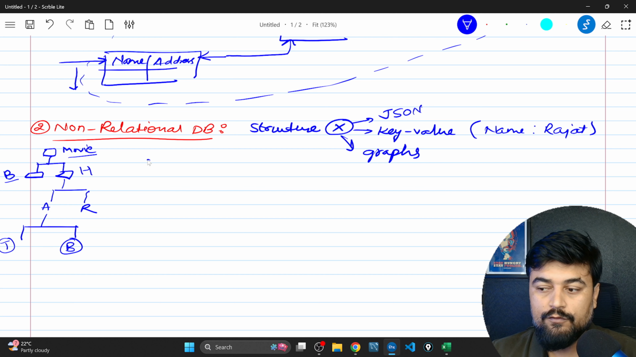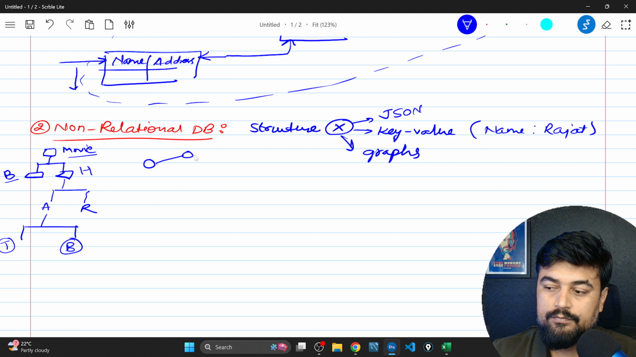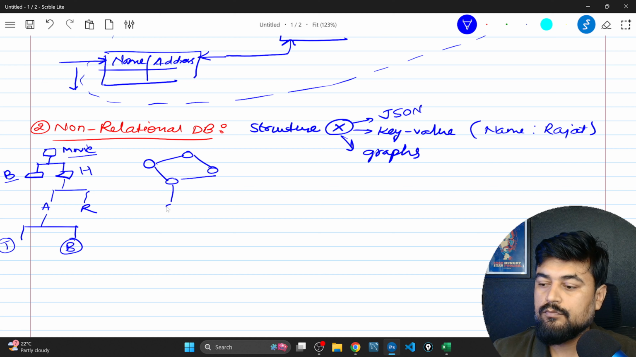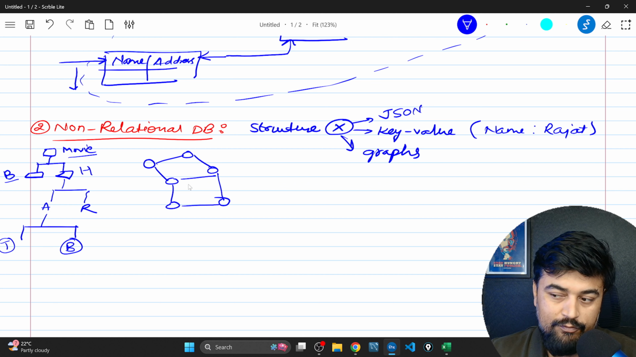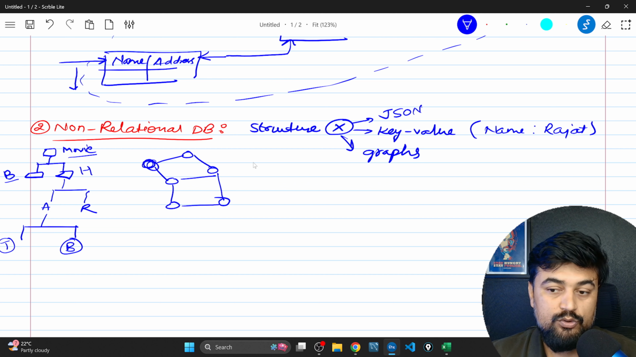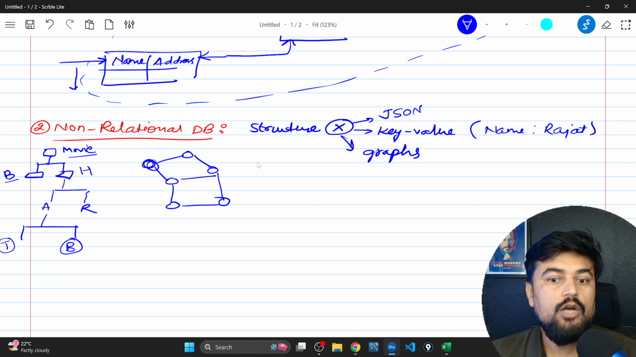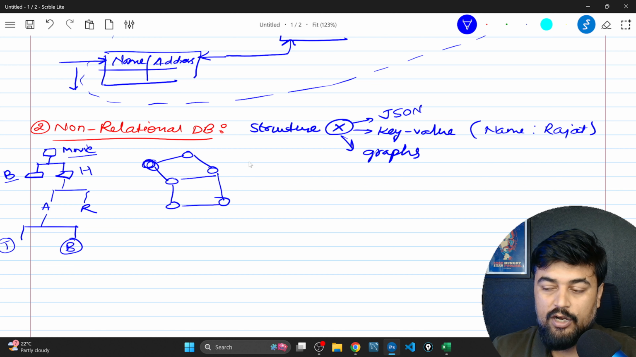Now in terms of graph, so this was one. Then you have a graph, let's say, which has a structure like this. So this is a graph database. Again, all of these nodes are able to transfer the data within. So that's why it's known as a kind of non-relational database, but this does not have a defined structure. Okay, so that is also a very important thing to remember.